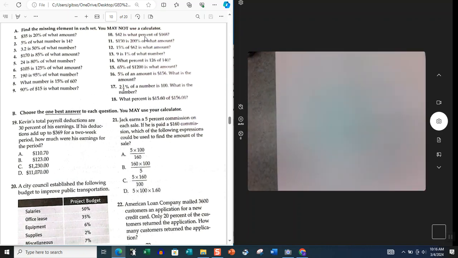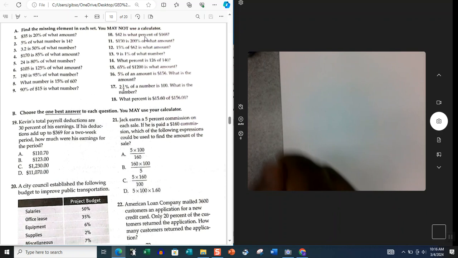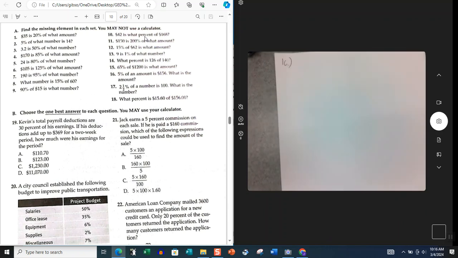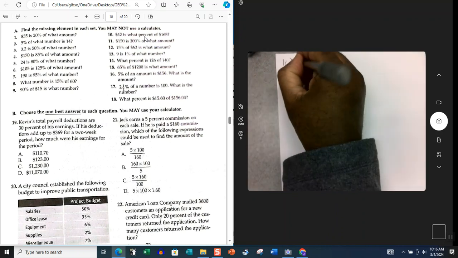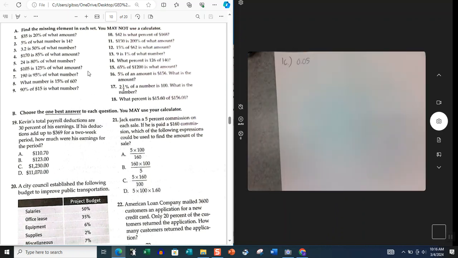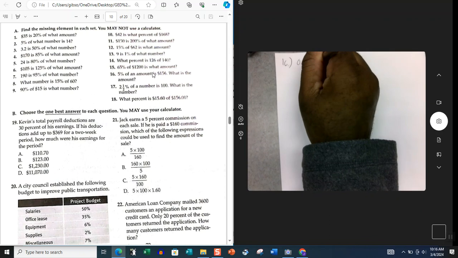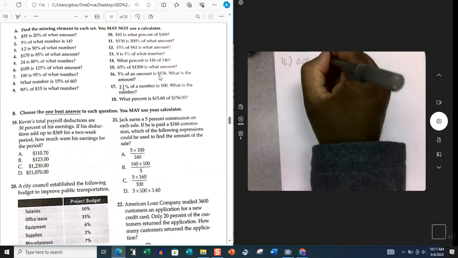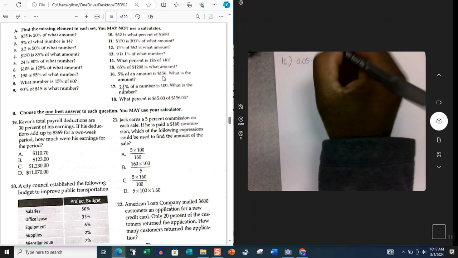Okay, I think the next number I want to do is problem 16. It says 5% of an amount is $156. What is the amount? So 5% written as a decimal is 0.05. "Of" is multiplication. And "amount" is an amount we don't know, so that's x. "Is" means equal, and it's $156.